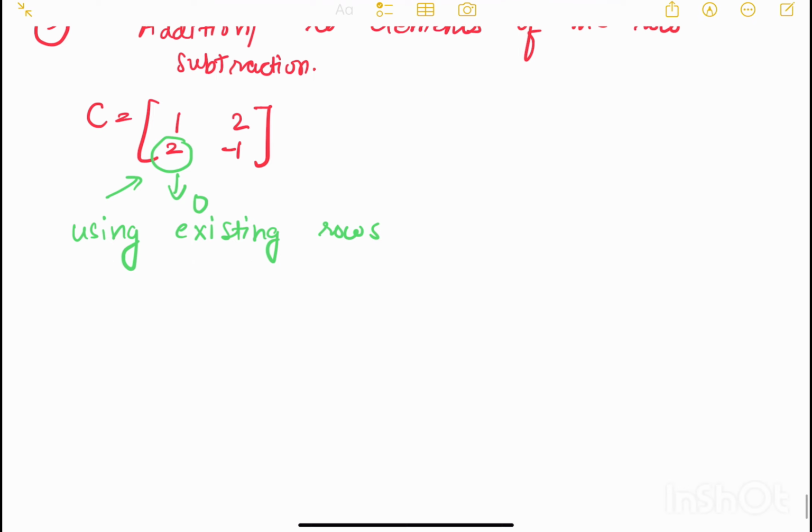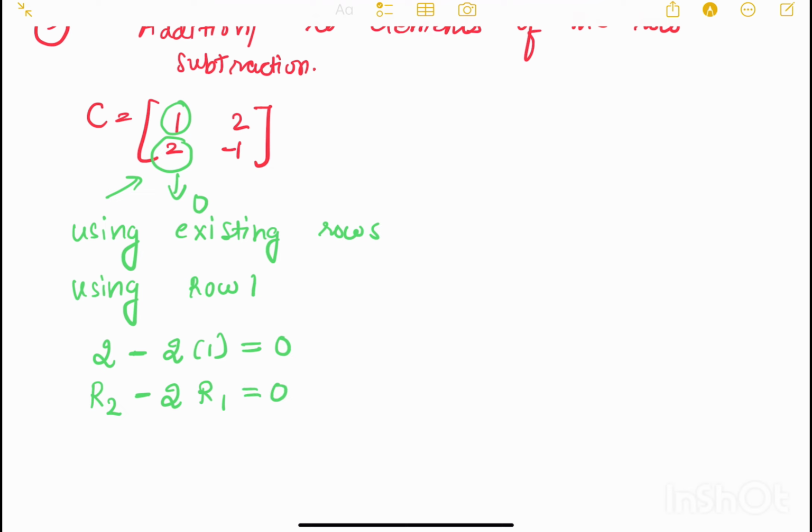So using my first row, how can I make this value 0? Just think, if this is my value 2, and I subtract twice of 1, this will be my value 0. In other words, I can say if I consider my row 2 and subtract twice my row 1, because this is my 1, this will give me 0 value. So in terms of operation, I will first of all write what I'm considering, which is my row 2, because I want to make changes in my row 2.